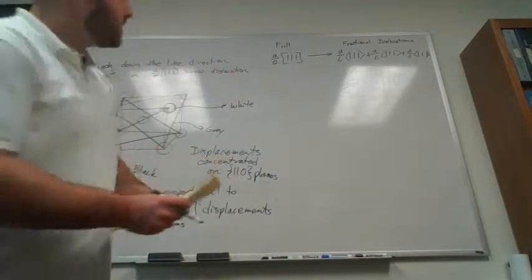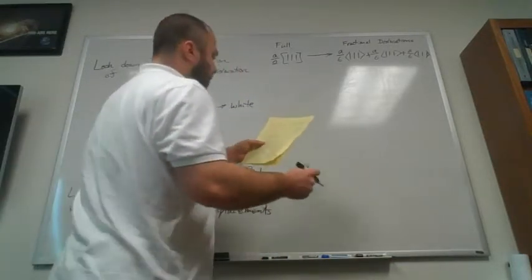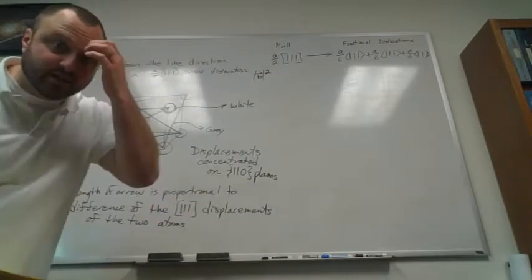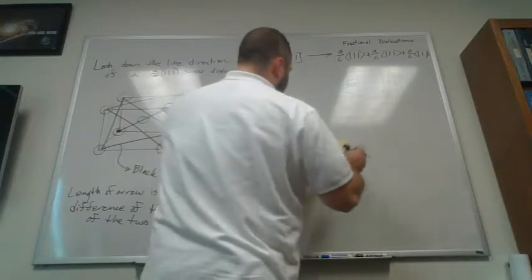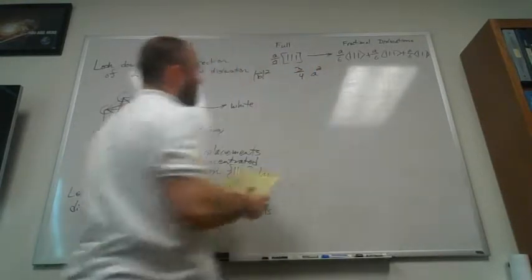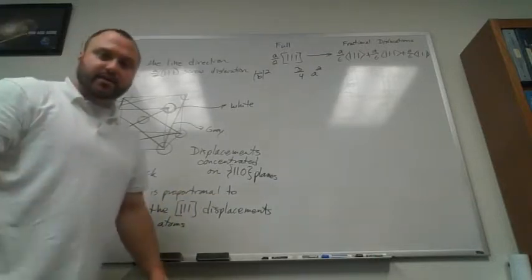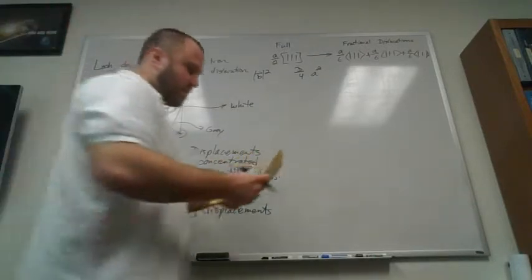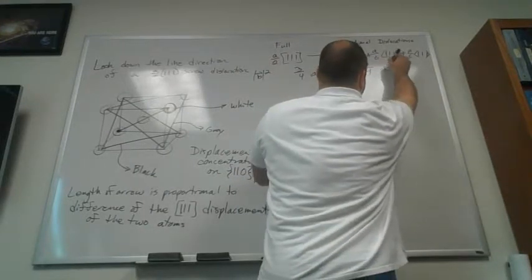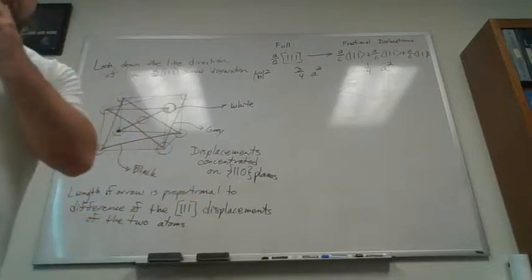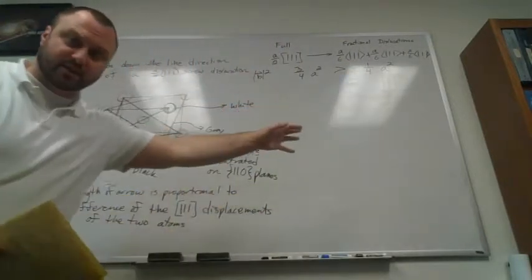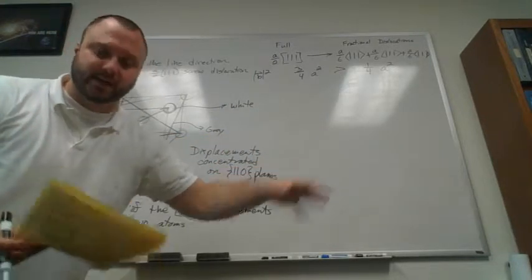So if we calculate the magnitude of b squared for each of these cases, we'll get that it's 3/4 a squared for the full dislocation case. So that's our strain energy penalty. But it's going to be 1/4 a squared for those fractional dislocations. So it's much lower for the fractional dislocations. Those are preferred energetically.